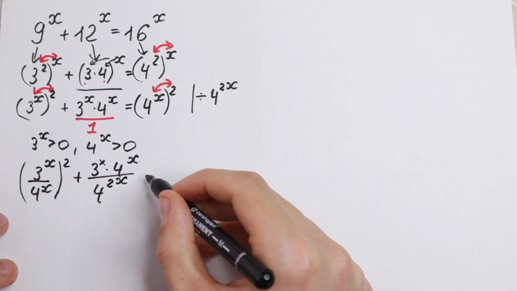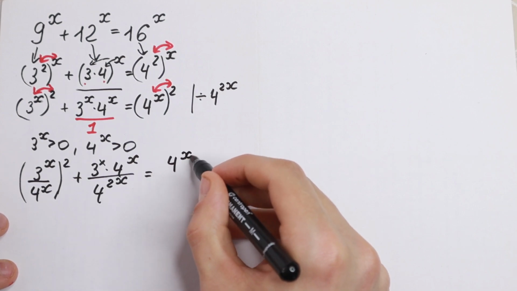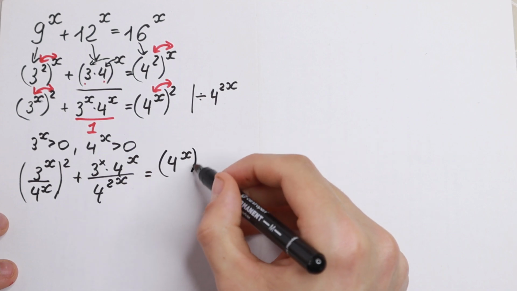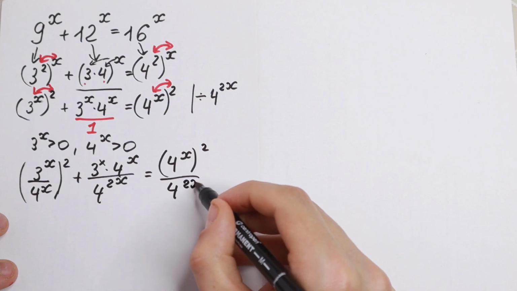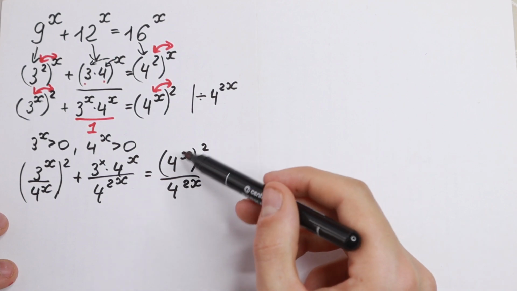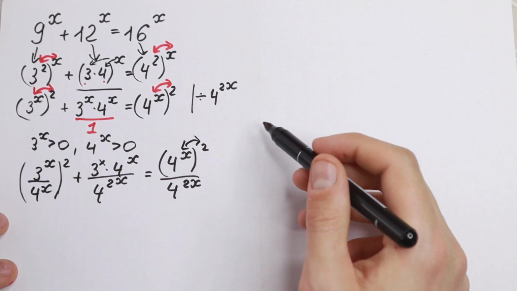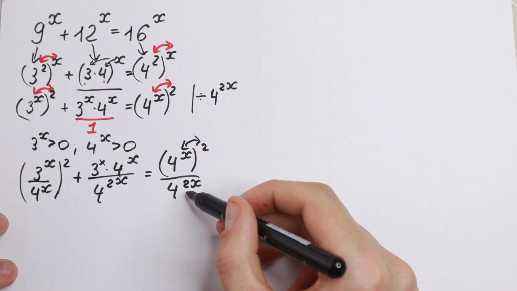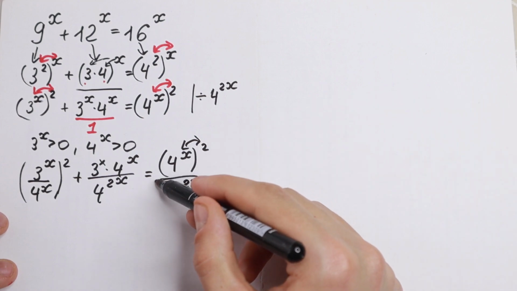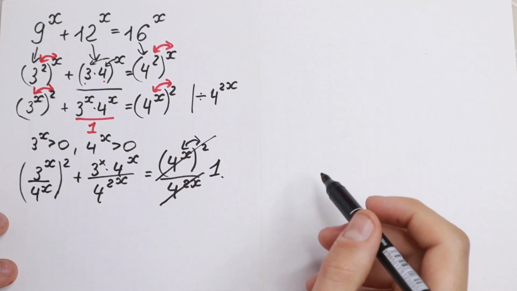And the last step: equal to (4 to the power x) squared divided by 4 to the power 2x. It's not hard to see that this is the same, because we can multiply these bases and exponents and we will have 4 to the power 2x, and with this one we will have the same. So we can cancel it, and right here on the right we will have only 1, which is really good.